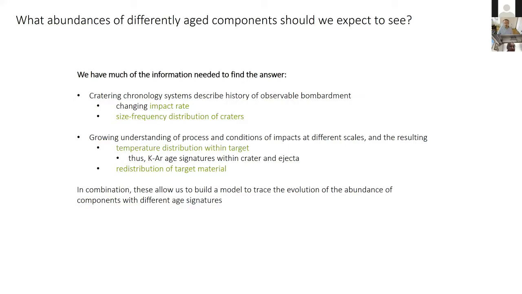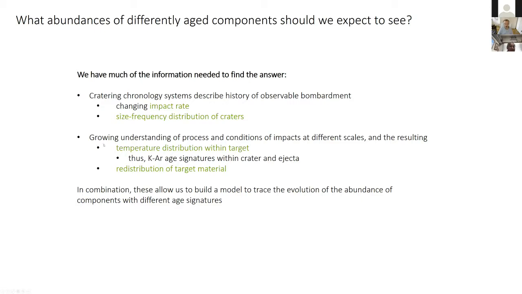So what abundances of differently aged components should we expect to see at different places on the moon? We've got a lot of the information that we need to find the answers to this. Since the time of Apollo, the chronology system for the moon has been developed a long way. We have crater chronology systems that describe the complete history of observable bombardment. It describes the changing impact rate on the moon, and it describes the size frequency distribution of craters that form on the moon. This is one side of the story.